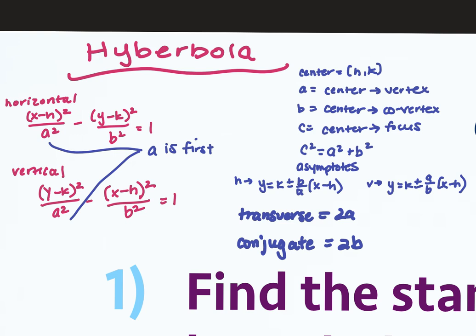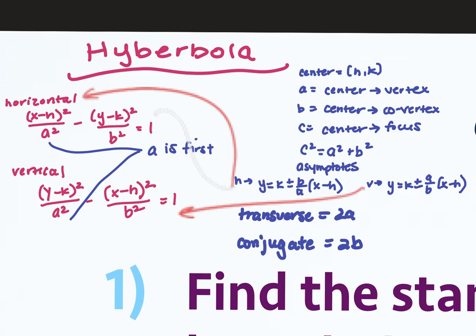The center is your (h, k). The a is the center to vertex. The b is the center to covertex. The c is center to focus. c squared equals a squared plus b squared for hyperbolas. And then your asymptotes, if it's horizontal, then it's b over a. And if it's vertical, oh, I put the h in the v, then it's a over b, okay? And then your transverse axis is 2a and your conjugate axis is 2b. So that kind of sums it all up.